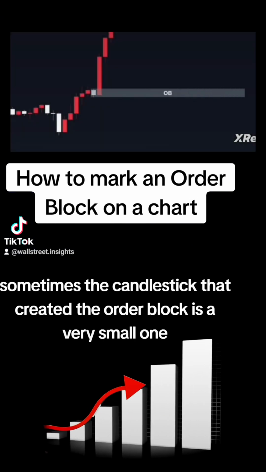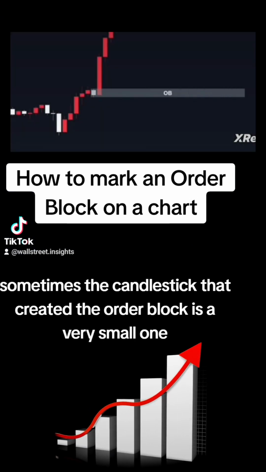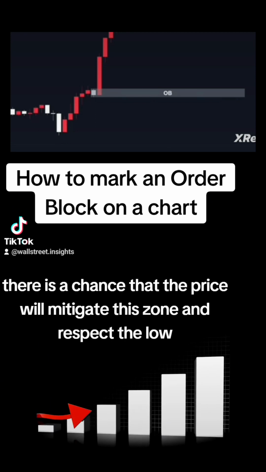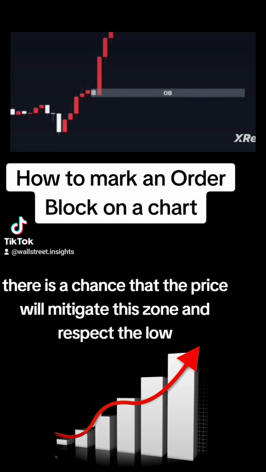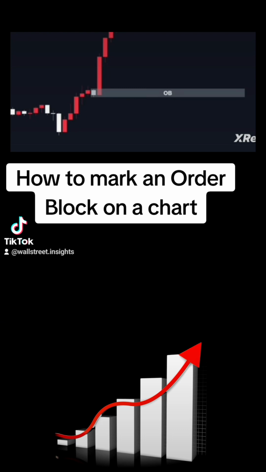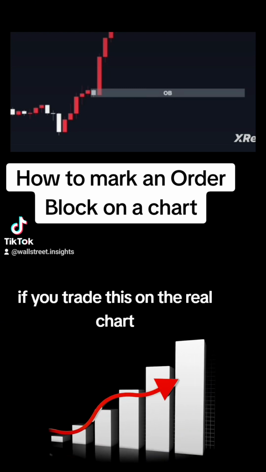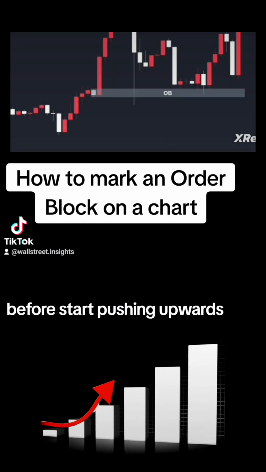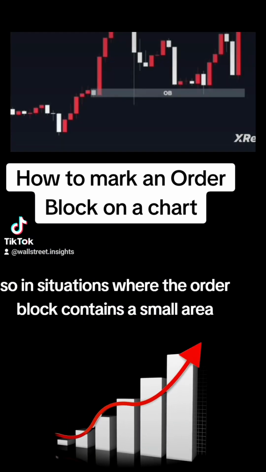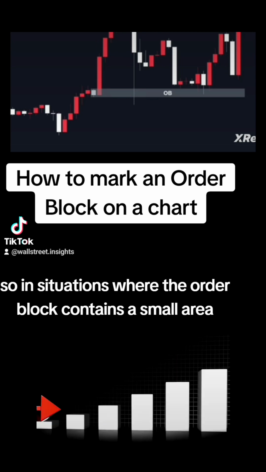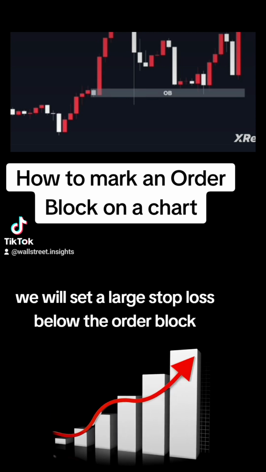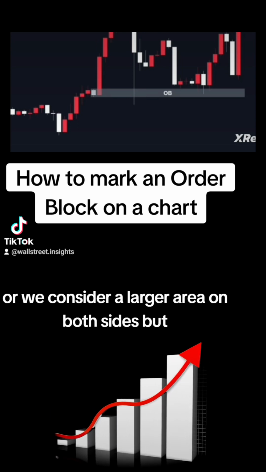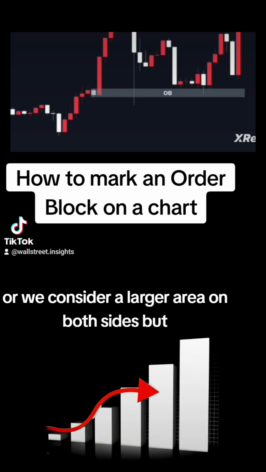Sometimes the candlestick that created the order block is a very small one. There is a chance that the price will mitigate this zone and respect the low, but it is not a law. If you trade this on the real chart, you will notice that many times the market will break through these areas before starting to push upwards. So, in situations where the order block contains a small area, we will set a large stop loss below the order block, or we consider a larger area on both sides.